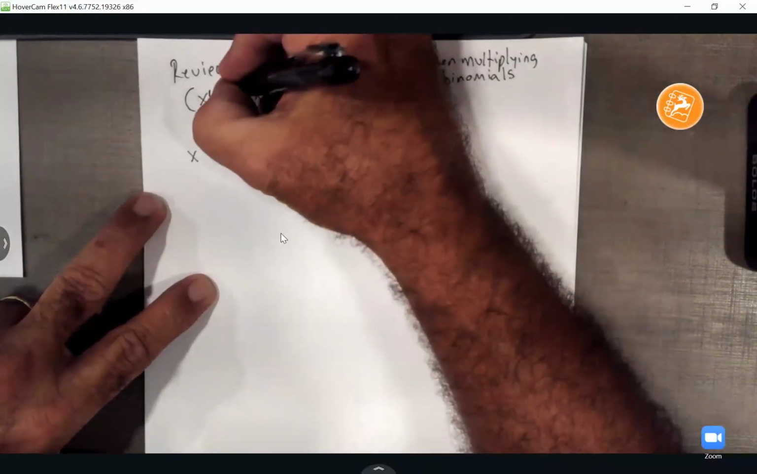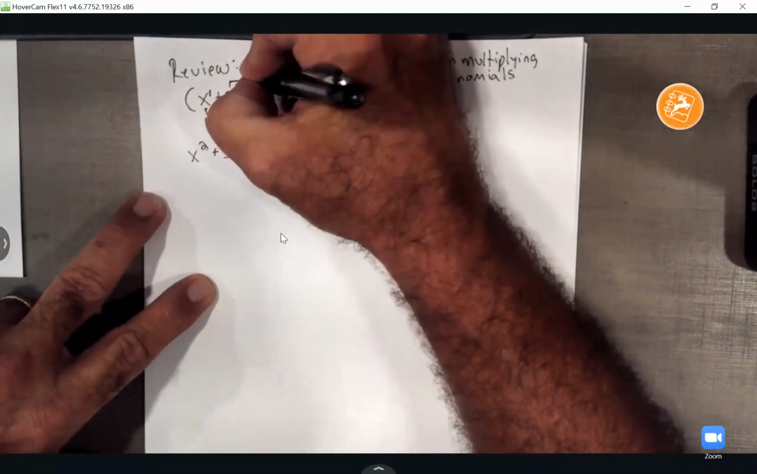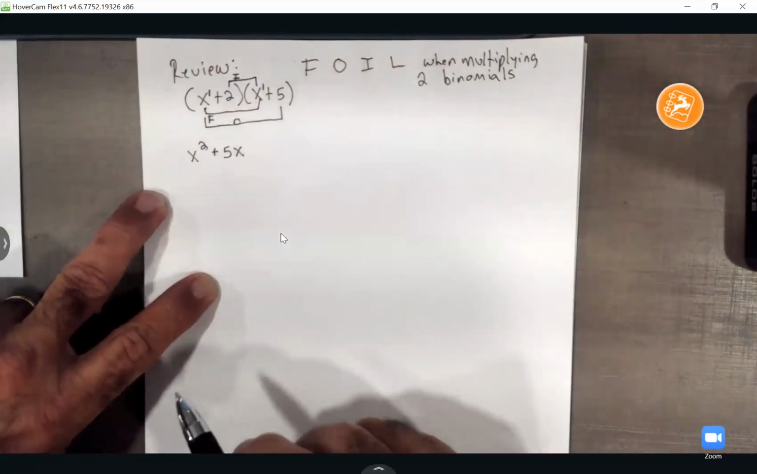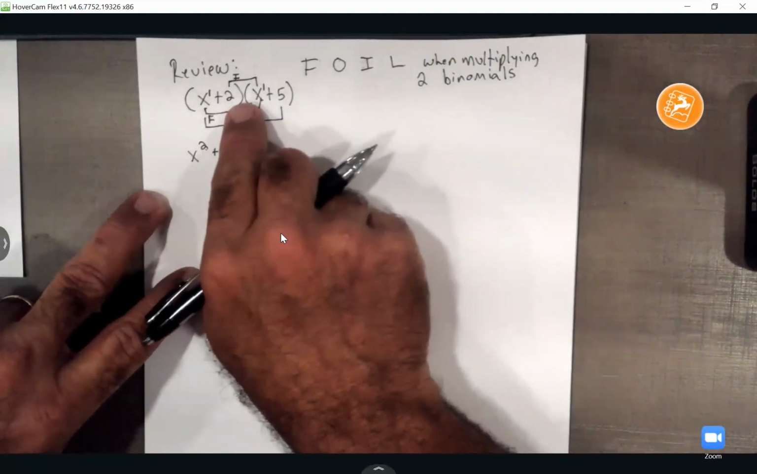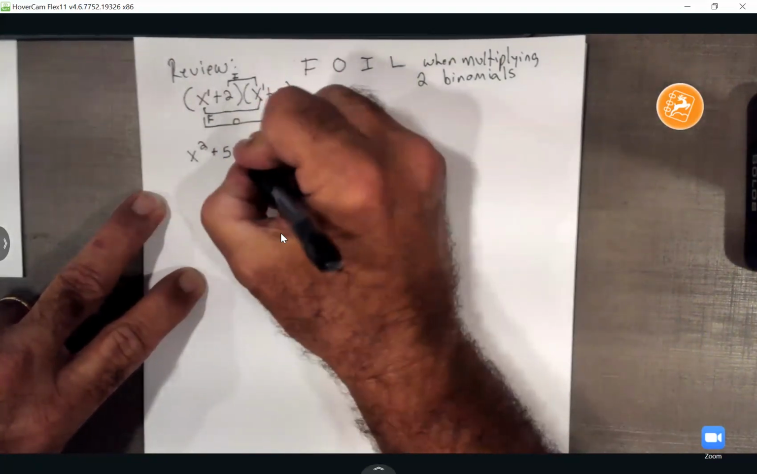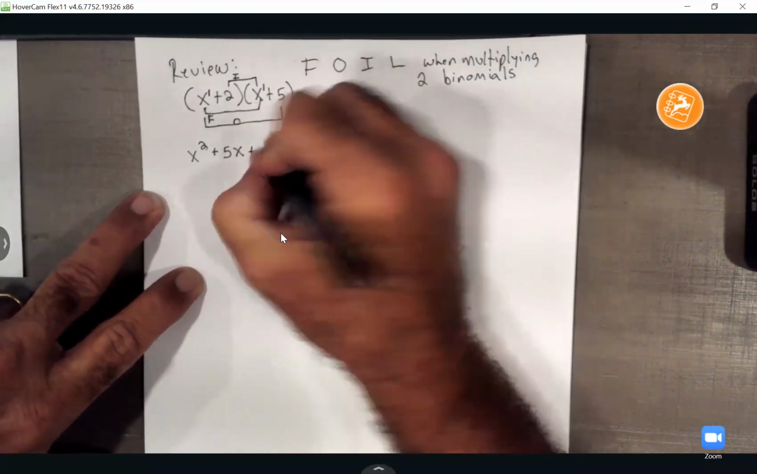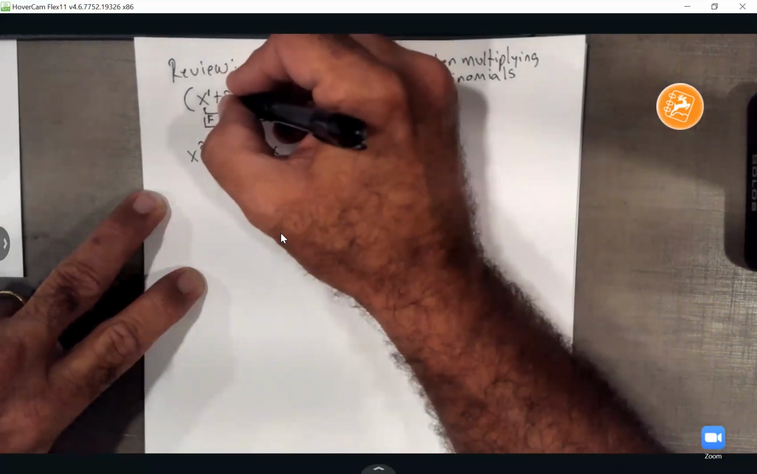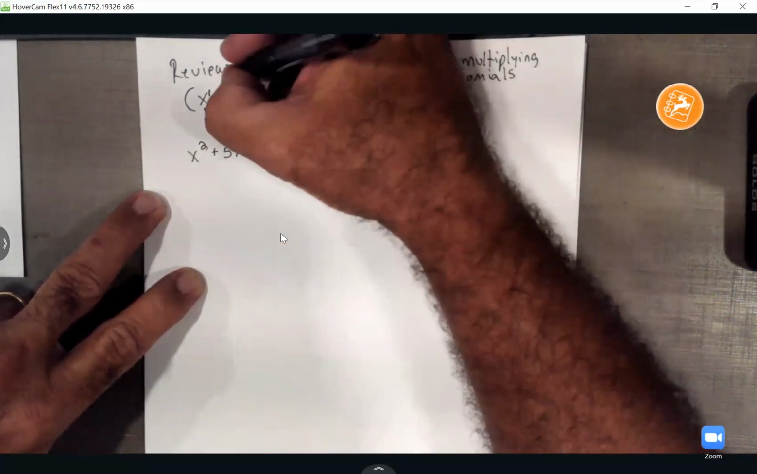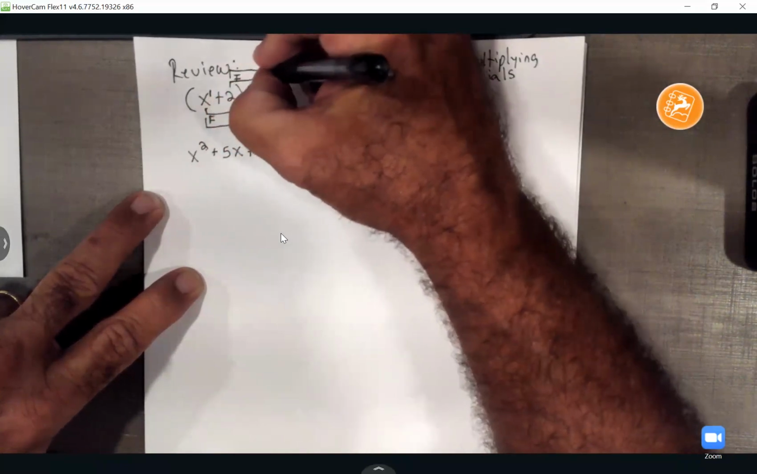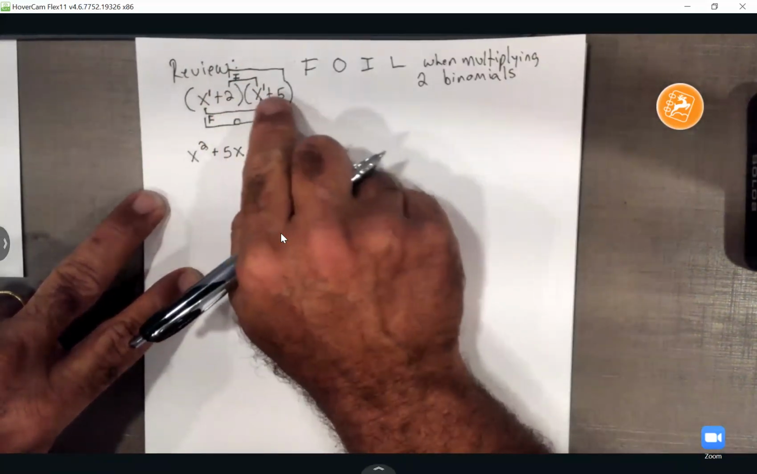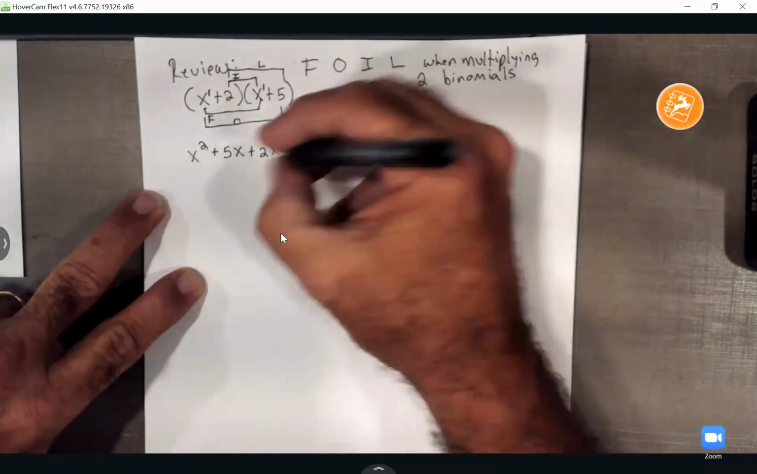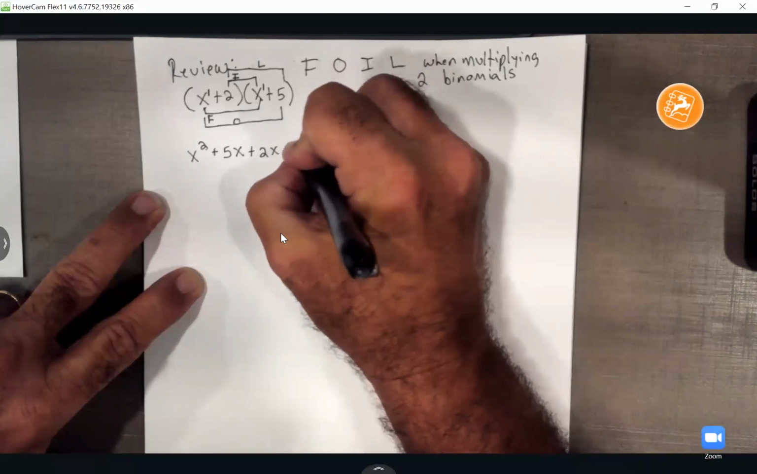So then, the 2 and the x, these are what we call the innermost two terms. They're the innermost. So we do 2 times x, and we get a 2x. So basically, I'm starting to distribute that 2. So now, the L is the last one from each parentheses. So you would do 2 times 5, and that would give you a positive 10.